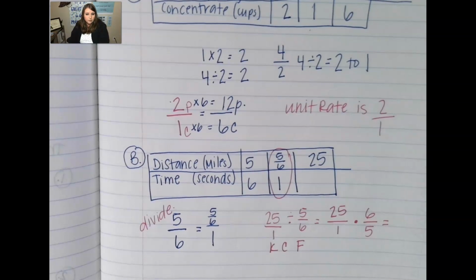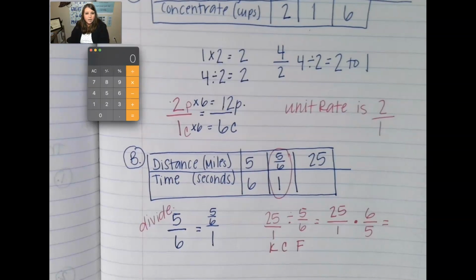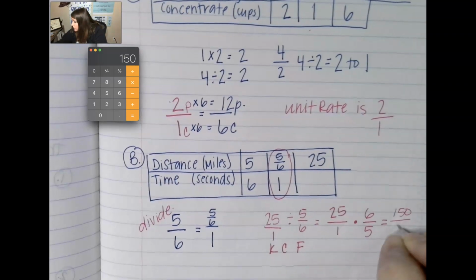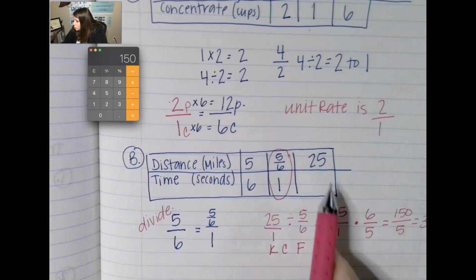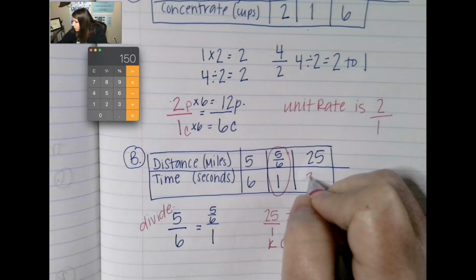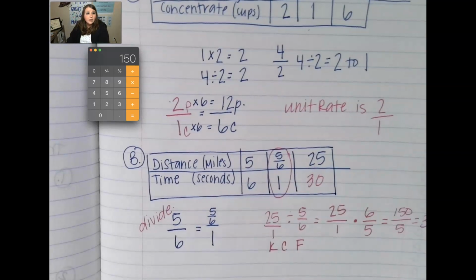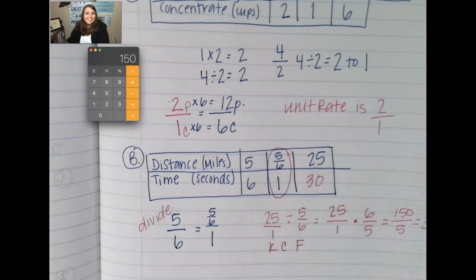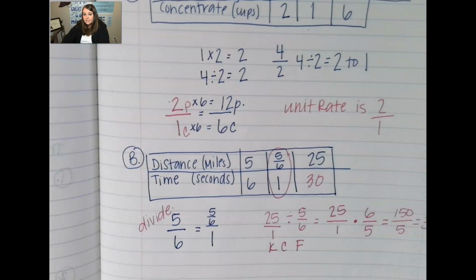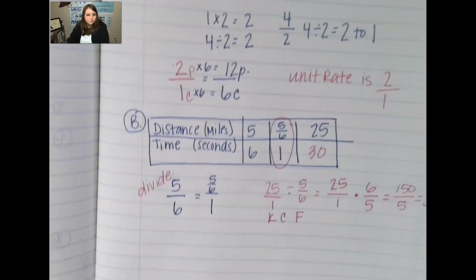Let's pull out our calculator so we don't have to do all this math in our head. So we have 25 times 6. That gives us 150. And 150 divided by 5 is 30. So I go 25 miles in 30 seconds. I must be driving really, really fast. Maybe it's flying or something, because 30 seconds for 25 miles, that's really, really fast. Okay, let's do another example.